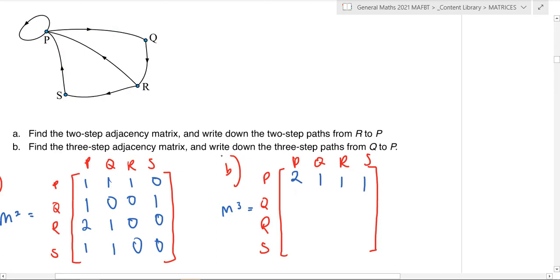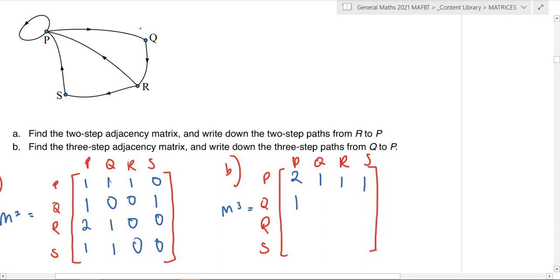Okay, Q to P. You've got 1, 2, 3. There's 1 of them. So Q, R, S, that's one path. You can also go Q to R up to P, then do a loop. That's 2. So I've got 2 3-step paths. I don't think there's any more, so I'll leave it at that.